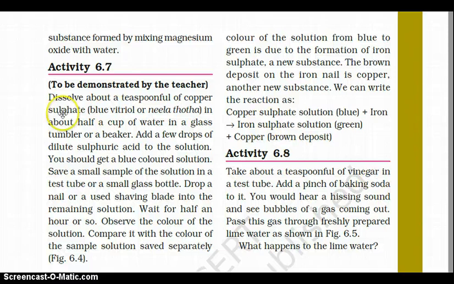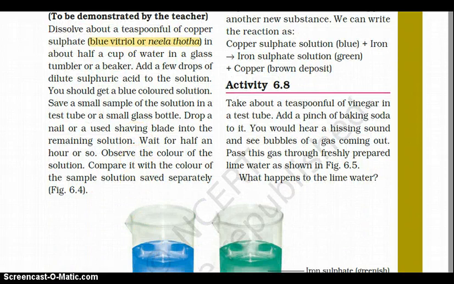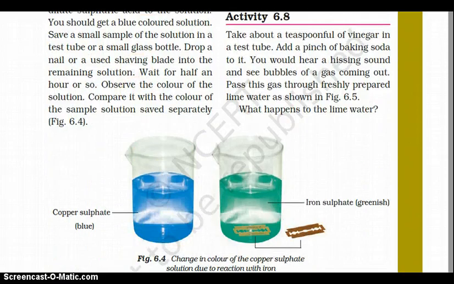Now the second activity is activity 6.7. Let us see what the activity is. Dissolve about a teaspoonful of copper sulfate, which is commonly called blue vitriol or Neela thotha, in about half a cup of water in a glass tumbler or a beaker. Add a few drops of dilute sulfuric acid to the solution. You should get a blue colored solution like this. This is the copper sulfate solution.